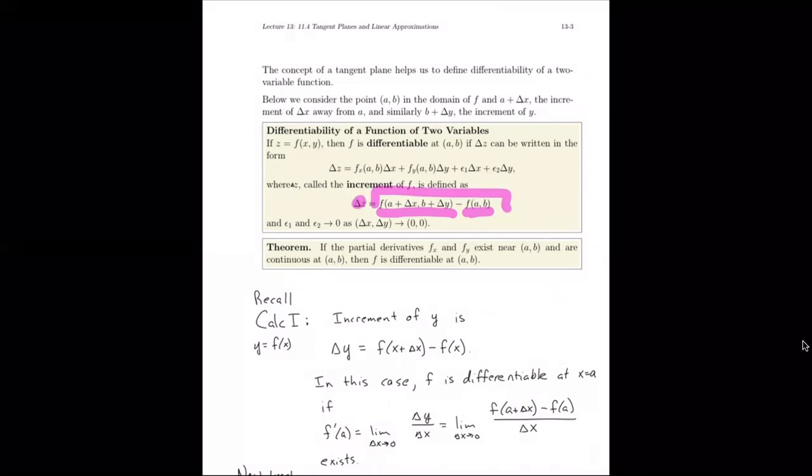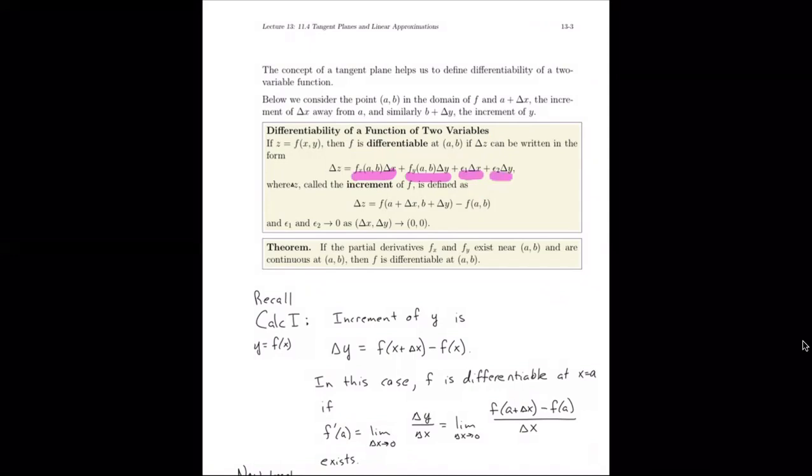Okay, now we use that definition in the beginning part of this sentence to state that f is differentiable at a point (a, b) if the increment of z can be written in this form. So let's break that form apart. This is partial of f with respect to x at (a, b) times delta x plus partial of f with respect to y at (a, b) times delta y, and then plus epsilon 1 times delta x, plus epsilon 2 times delta y.